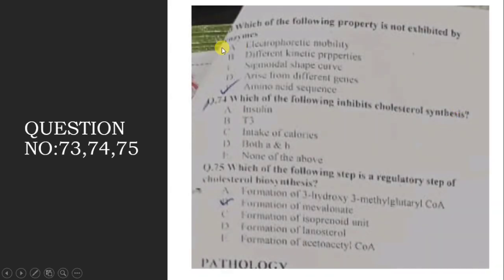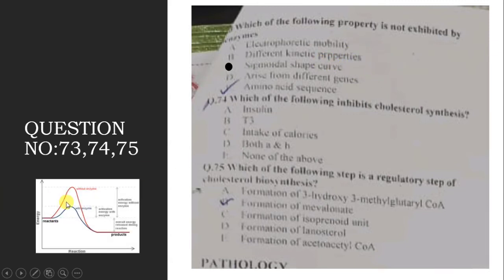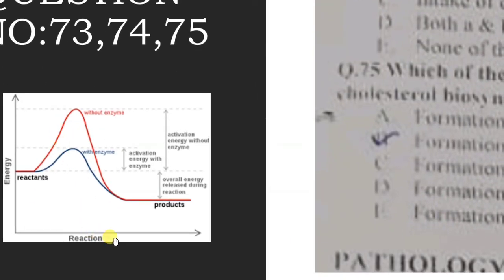Which of the following properties is not exhibited by the enzymes? Electrophoretic mobility, different kinetic properties, sigmoidal shape curve, arising from different genes, or amino acid sequence. So the sigmoidal shape curve is not exhibited by the enzymes, while the others, such as amino acid sequence, arising from different genes, different kinetic properties and electrophoretic mobility, are exhibited by the enzyme. I have a curve shown here which shows the energy and the reaction rate of an enzyme catalyzed reaction. You can see here this is not a sigmoidal shape curve.